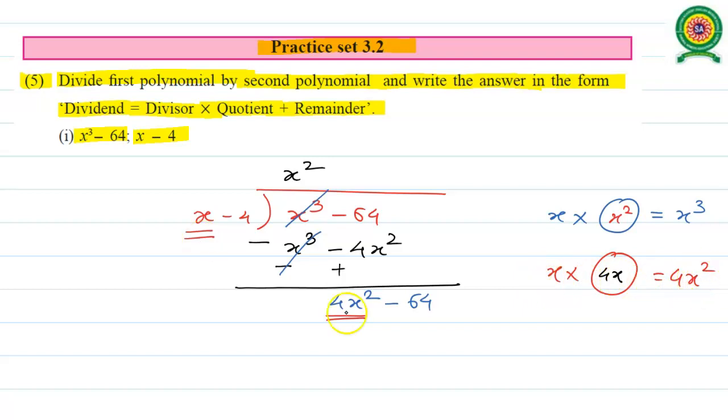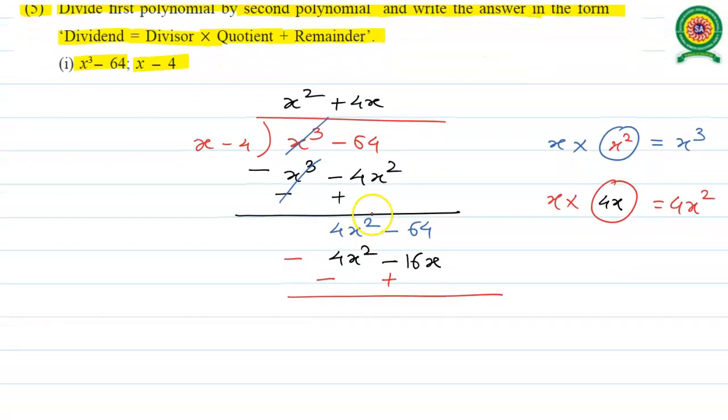So try to multiply now the divisor by 4x. So 4x into x we are getting 4x square and minus 4 into 4x, 4 4s are 16, plus minus becomes minus 16, and x remains as it is. Again we are in the division, do the subtraction. Due to the middle sign being minus, the signs all change from positive to negative, negative to positive.